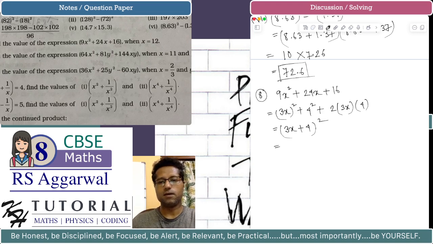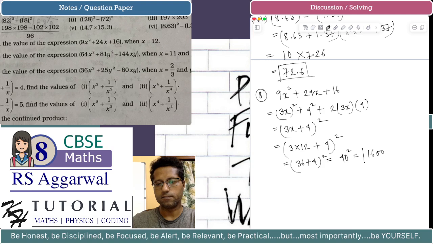Now you can put the value of x, that is 3 multiplied by 12, because the value of x is 12, plus 4 square. This is equal to 36 plus 4 square. This is equal to 40 square. So this is equal to 1600.